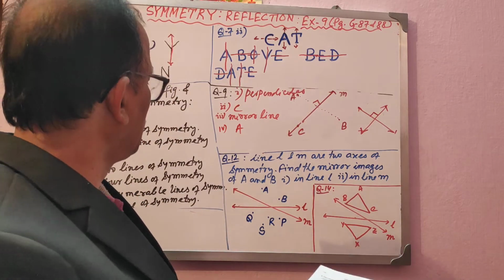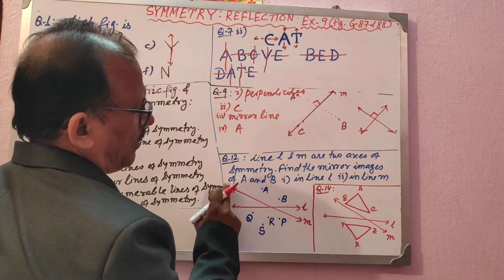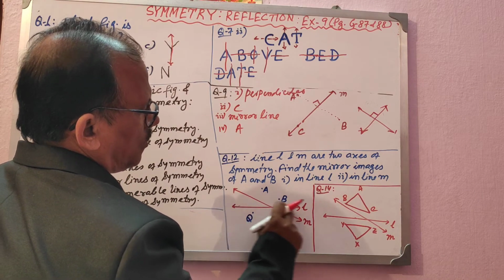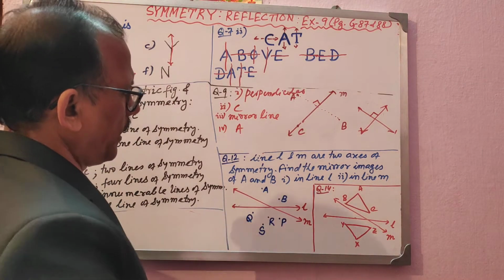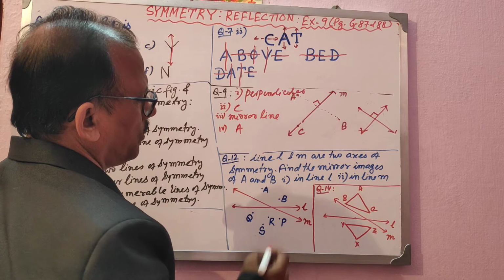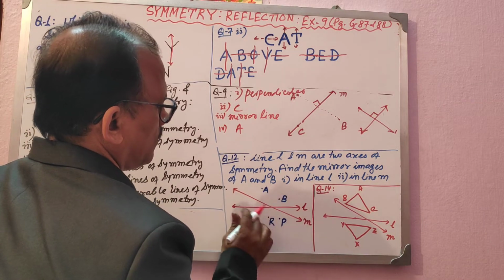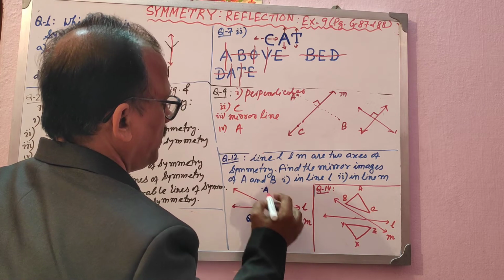Now I have taken question number 12. There are two axes of reflection, L axis and M axis, the axis of reflection or mirror line. Okay. Now point A is given to you. When it is falling on line L, what will the images of A and B be? If line L is the mirror, then what will be the image of A and B?